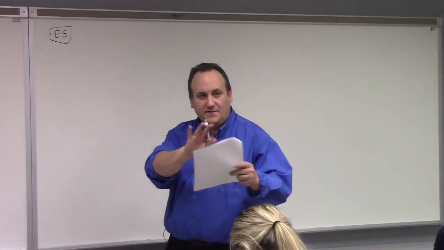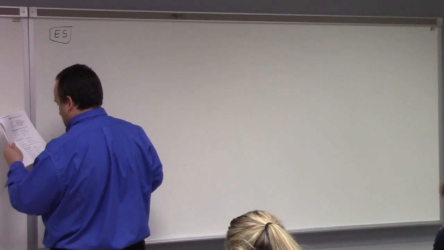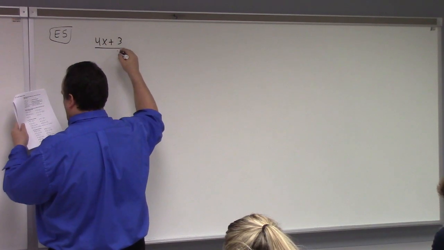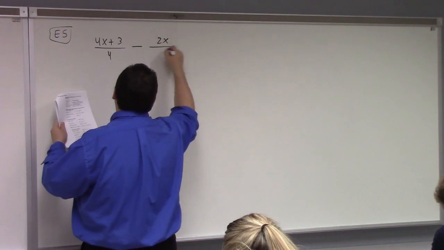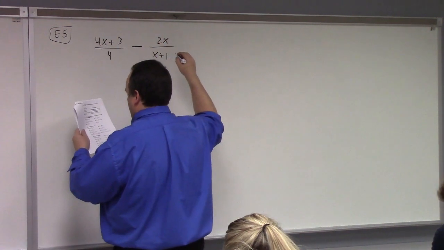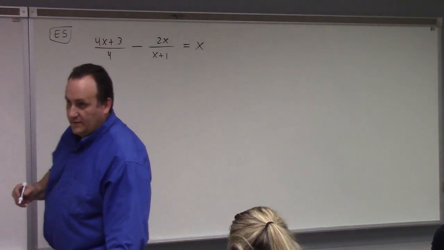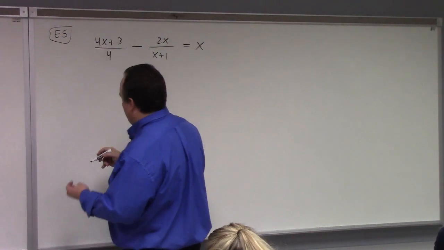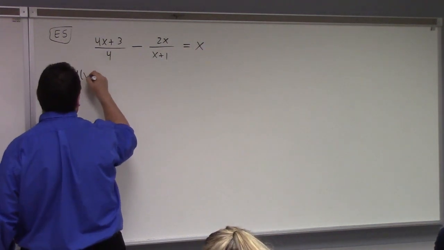All right, one final example of solving equations. I'm going to hopefully find your example. Golly. Maybe it's this one. 4x plus 3 over 4 minus 2x over x plus 1 equals x. Maybe this is going to be the one. All right, so can we solve this? Well, I think what we should do is multiply the whole equation by what? 4 times x plus 1, right?